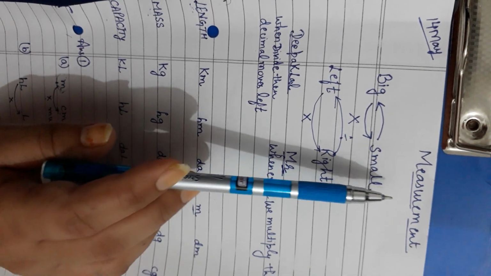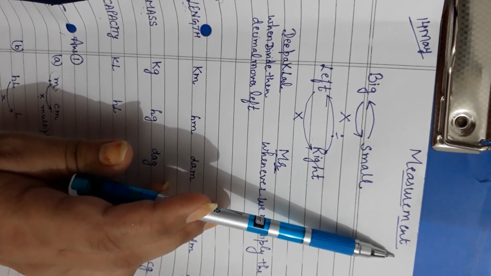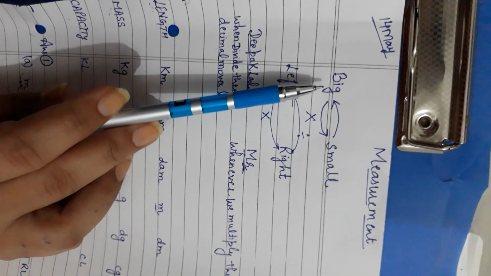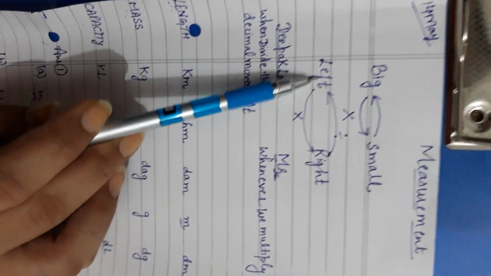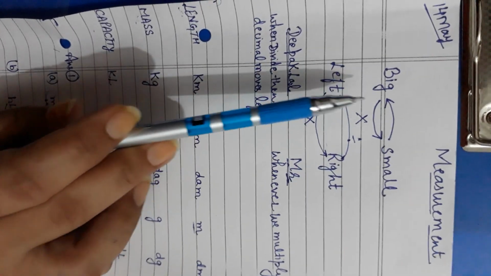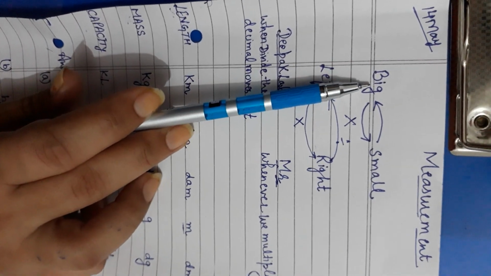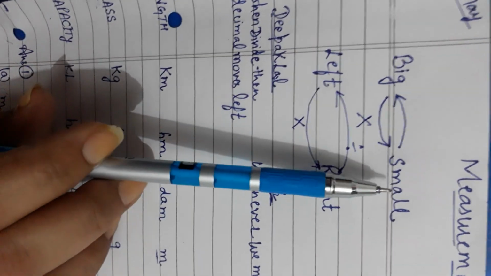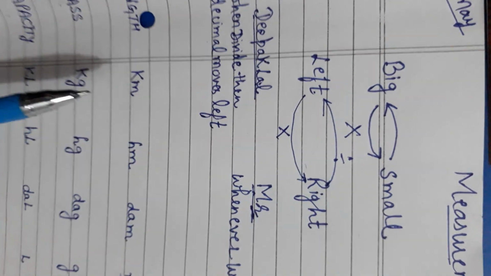Good morning students. Today our topic is measurement of chapter 3 decimal. Now first of all, on the left side we always write the bigger unit. मतलब ਆਪਾਂ ਖੱਬੇ ਬੰਨੇ ਹਮੇਸ਼ਾ ਵੱਡਾ ਯੂਨਿਟ ਲਿਖਣਾ ਹੈ and on the right side we always write the smaller unit. Like this we have written.